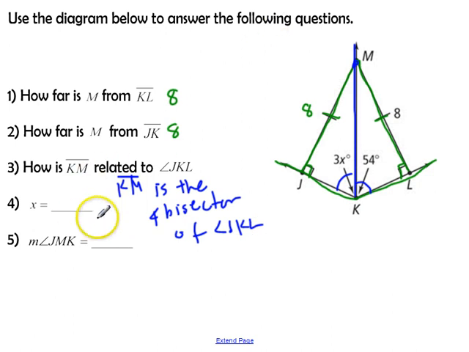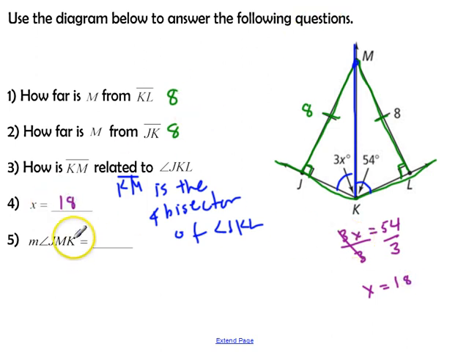That leads us into question 4. Question 4 asks for the value of x. So now that we know that these two angles are congruent, we can say that 3x is equal to 54. We set up this equation because they're congruent, and then we divide by 3, and we get x is equal to 18.